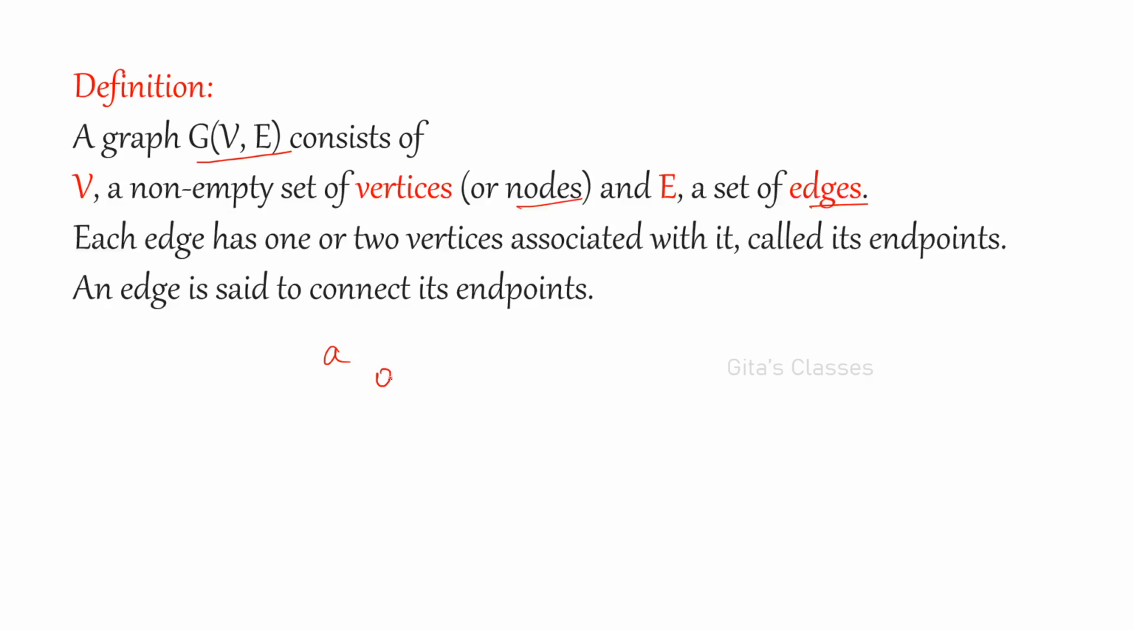Suppose you have A and B, okay, this is an edge E. Okay, an edge is said to connect its endpoints. So A and B are called endpoints here. If you want, you can draw some more, C, D. Okay. So now this is E1, E2, E3, E4.